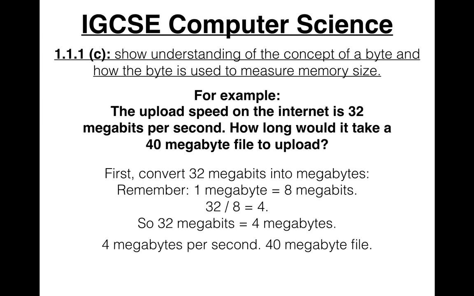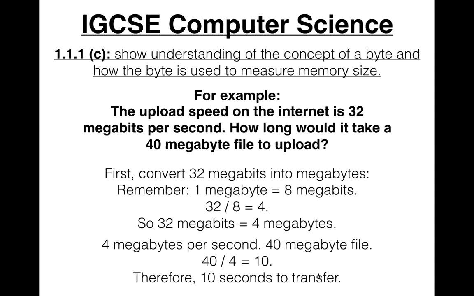So that would give us 4 megabytes per second, because it's megabits per second here, 32 megabits per second, so that would become 4 megabytes per second. And we have a 40 megabyte file, so easy, 40 divided by 4 gives us 10, so 10 seconds to transfer.